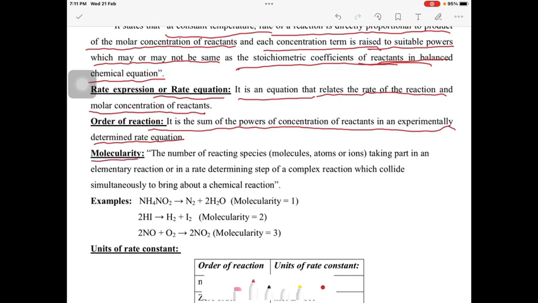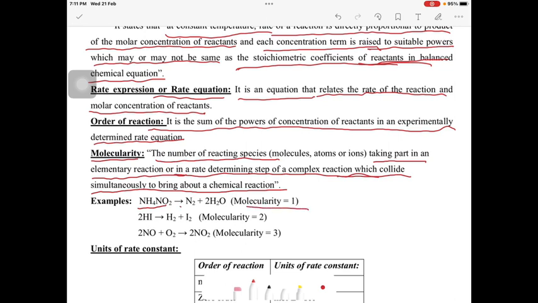Next point, molecularity: the number of reacting species taking part in an elementary reaction, or in the rate determining step of a complex reaction, which collide simultaneously to bring about a chemical reaction. Examples for molecularity: decomposition of ammonium nitrite, molecularity 1; decomposition of HI, molecularity 2; combination of NO and O2, formation of NO2, molecularity 3.